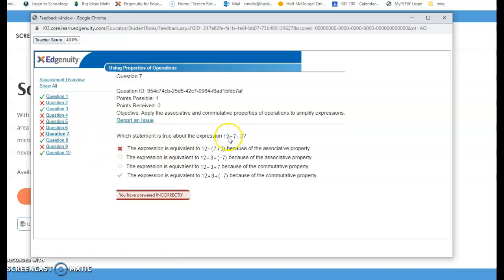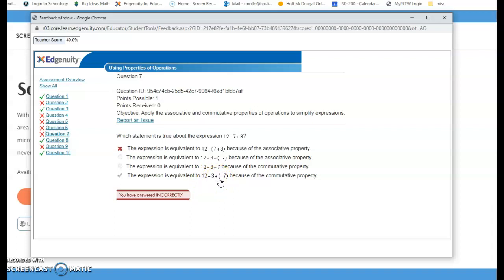Which statement is true about this one? 12 minus 7 plus 3. So again, we got to look at what's changing here, or what's in parentheses and stuff like that. So since there's no parentheses, we know it's probably going to be commutative property since nothing in the parentheses changed. And so we got to see which one is true here. So here they added the negative 7 at the end, so that would make it true because that's going to be the same as 12 plus 3 plus negative 7.